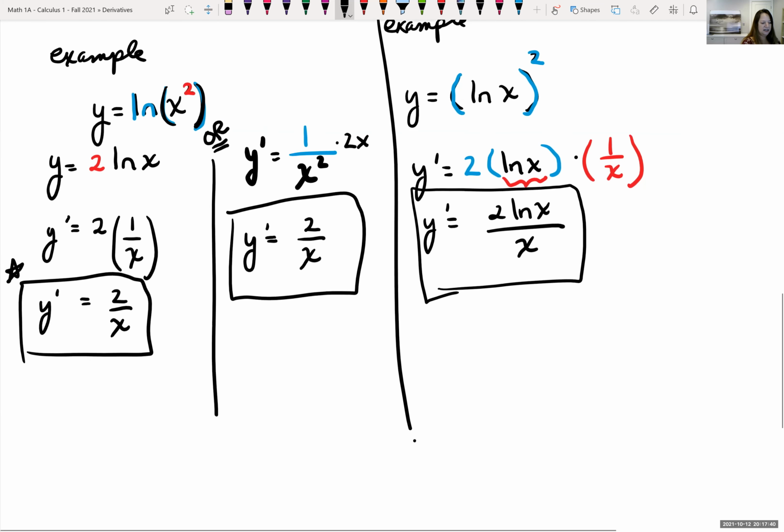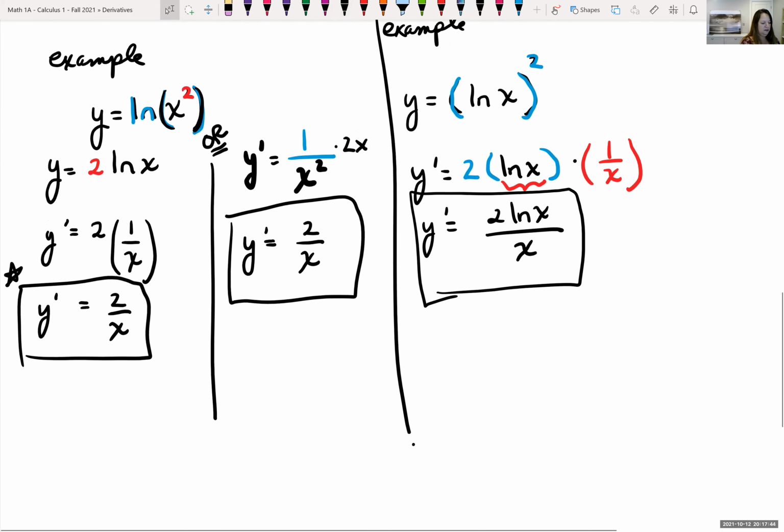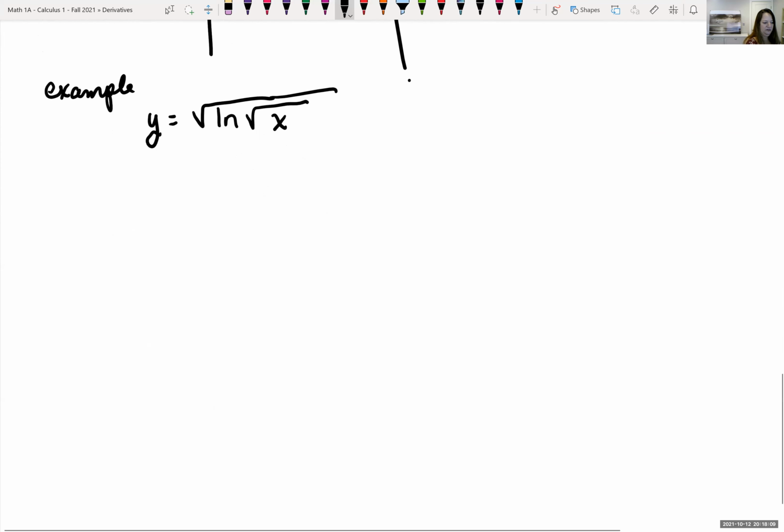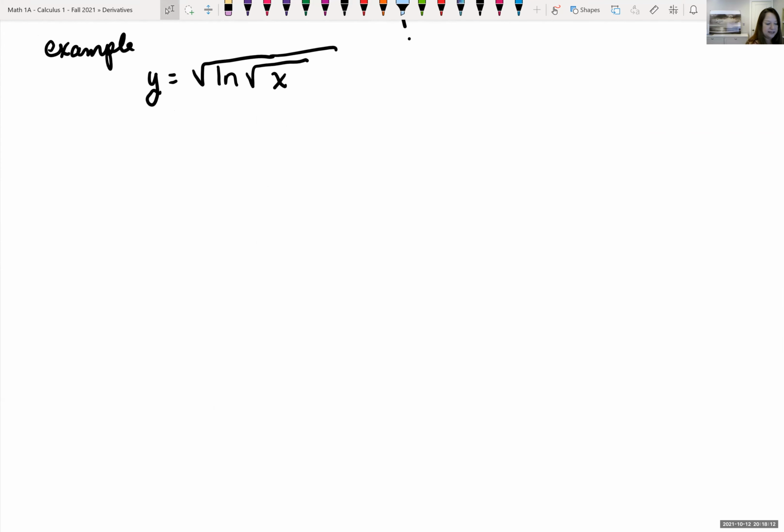Okay, so let's look at another example. And so our next example, we have y is equal to the square root of the natural log of the square root of x. And we want to find dy dx.